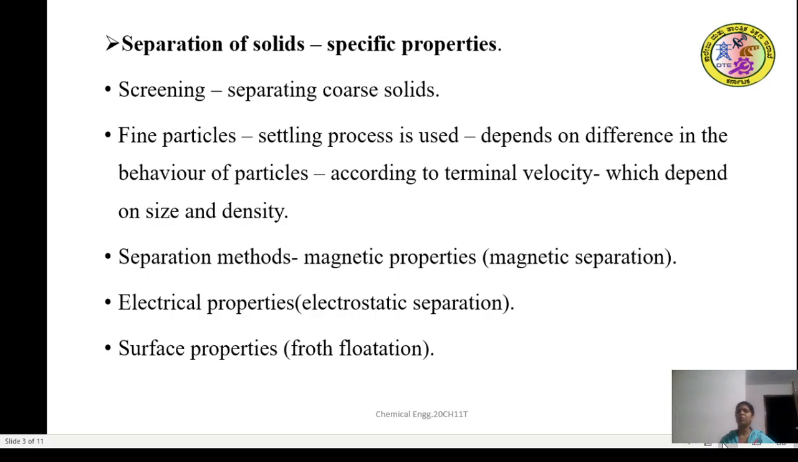Separation may also depend upon certain magnetic properties of the particles; when it is mainly on the magnetic properties, we call it magnetic separation. When particles separate based on their electrical properties, we call it the electrostatic separation process. And when it is based on surface properties, we call it froth flotation.